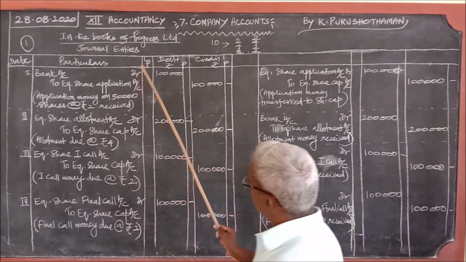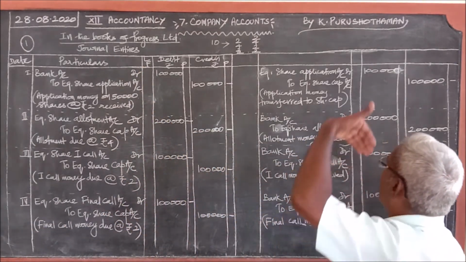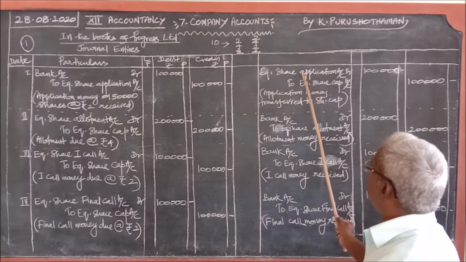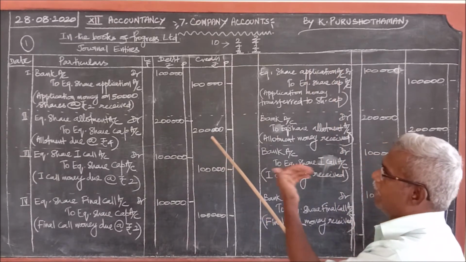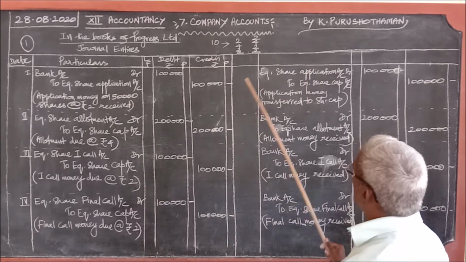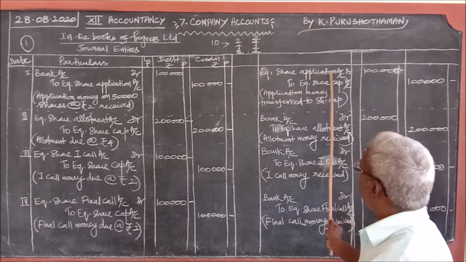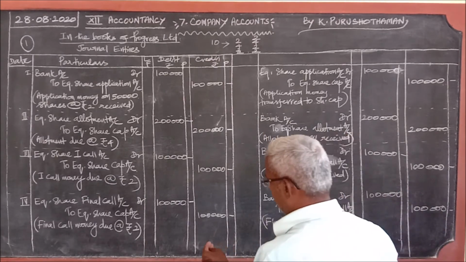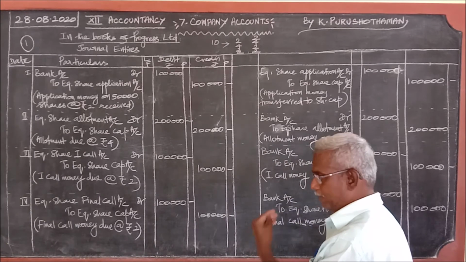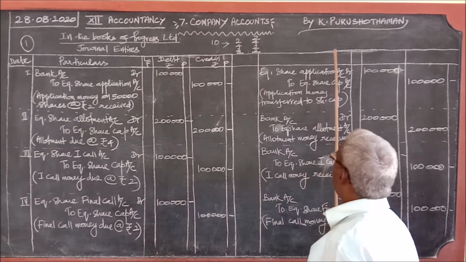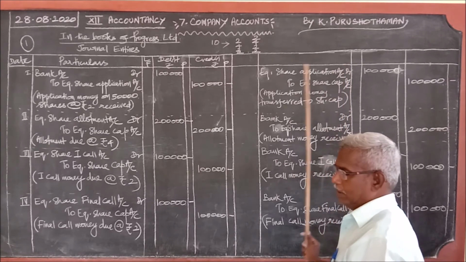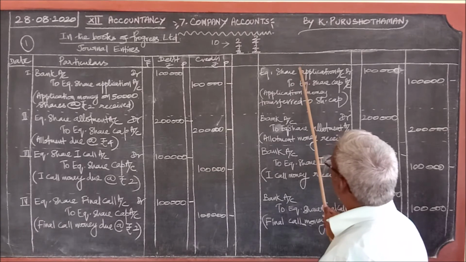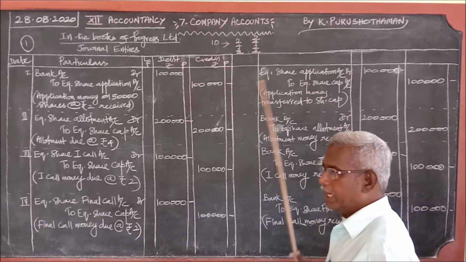Okay. And this application money should be transferred to share capital. From what to what? Share application account to share capital, because this is share application money. So you write this equity share application account to equity share capital. That application money should be transferred to what account? Capital account. Therefore, equity share application account to equity share capital account. Application money must be transferred to capital. The same entry. Equity share application account to equity share capital account.